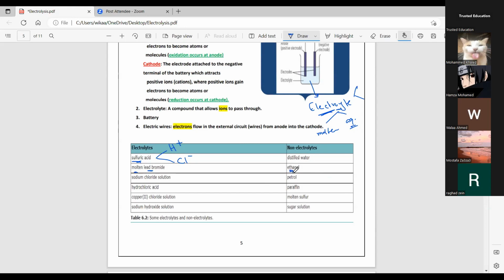طيب عندي الإيثانول according to the organic. لا، الإيثانول ده molecule. It's a covalent compound. Covalent compounds do not conduct electricity because they have no charges. Petrol, paraffin، كل دول organic compounds. طيب what about molten sulfur? Well, sulfur non-metal. Whether it was molten or aqueous، whatever، هو أصلا insoluble in water، it will not conduct electricity عشان there are no free charges. طيب sugar solution نفس الكلام.